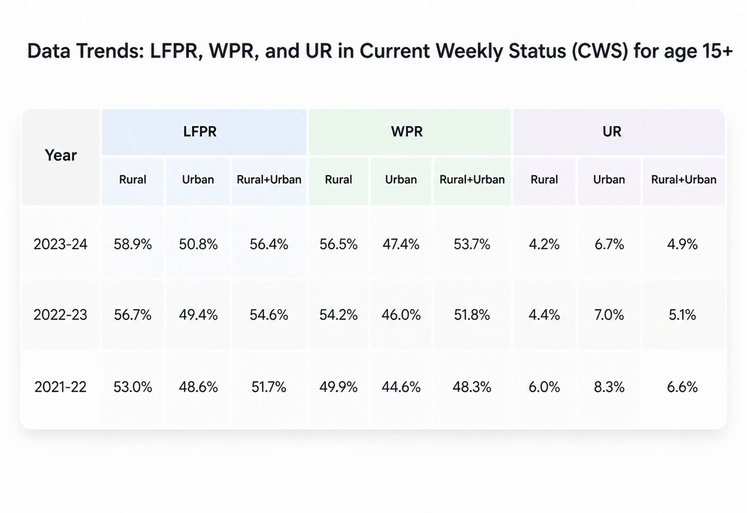The combined national LFPR grew consistently from 51.7% in 2021-22 to 56.4% in 2023-24. The worker population ratio followed suit, rising from 48.3% to 53.7%. Notice the unemployment rate column on the far right. The overall national unemployment rate under CWS was 6.6% in 2021-22. It dropped to 5.1% the following year, and further decreased to 4.9% in 2023-24. This confirms that even on a short-term, weekly measurement basis, job availability has been steadily improving.